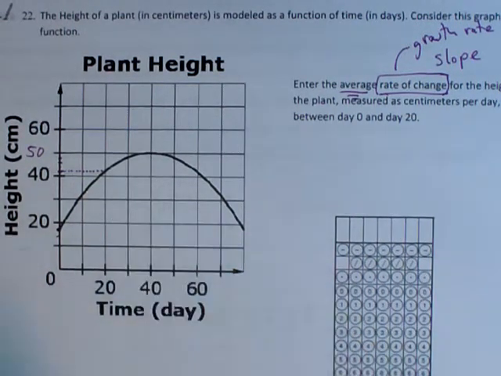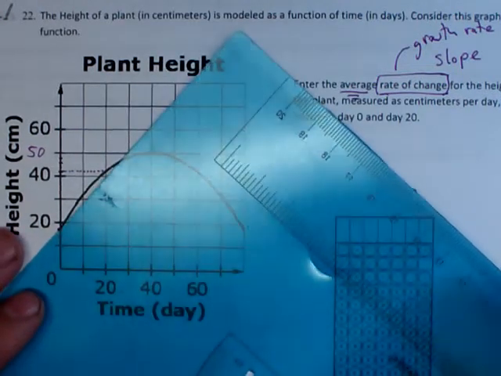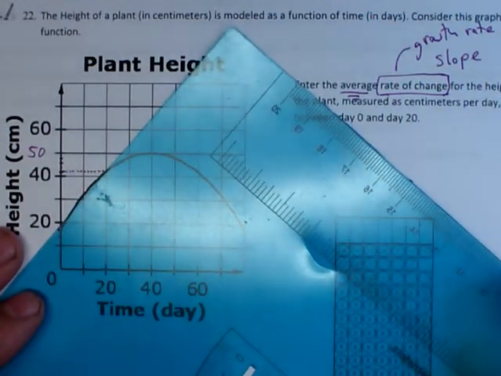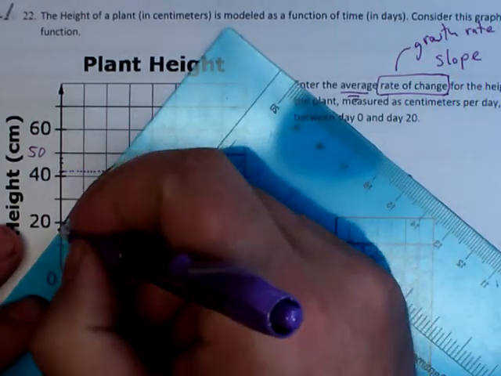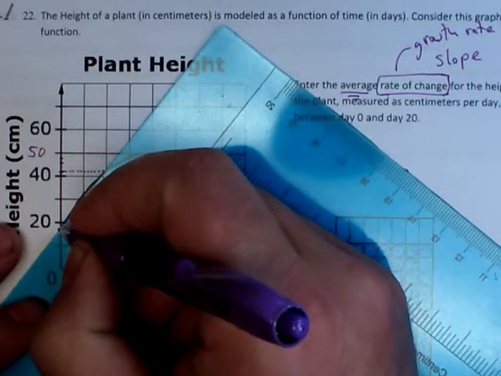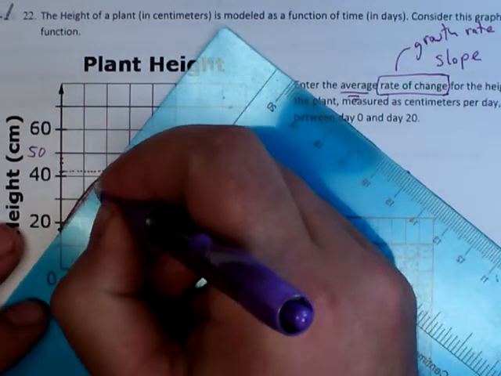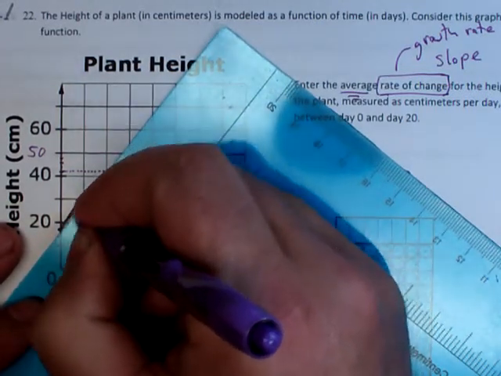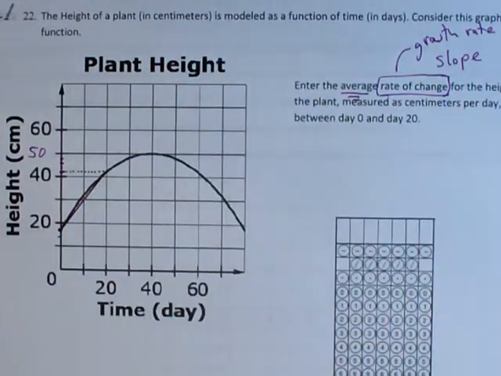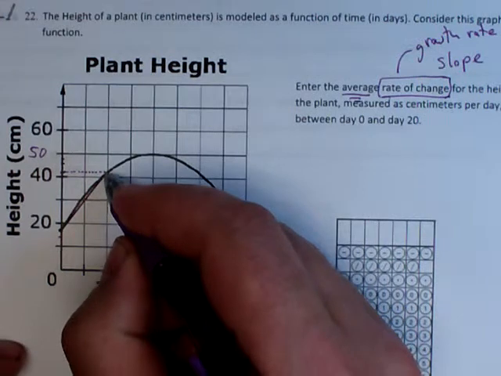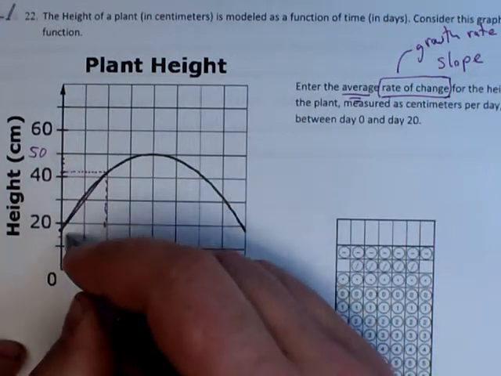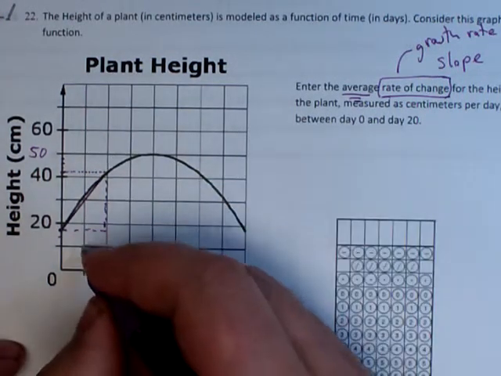So if I put a straight line between these two endpoints, which it's pretty close to straight, but if I put a straight line between these two endpoints, what would the slope of this line be? The slope would be the average rate of change. So if I find my rise and my run, well, my run is 20 days.